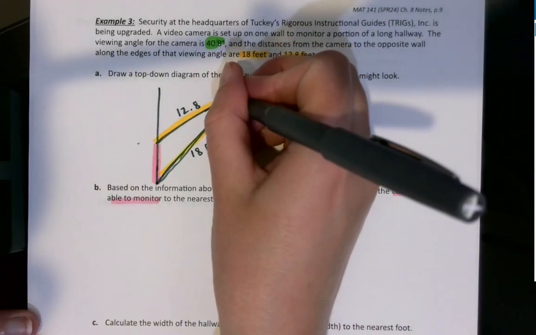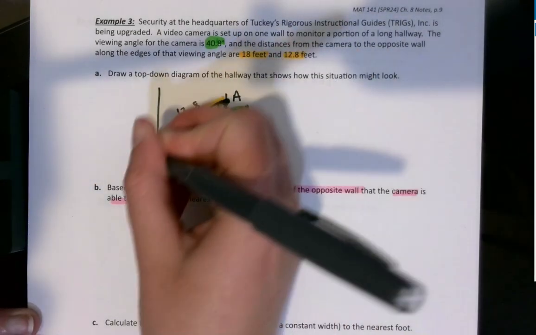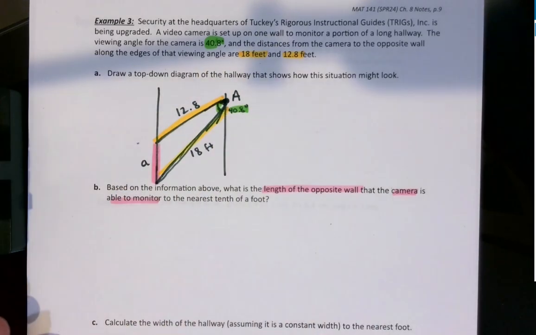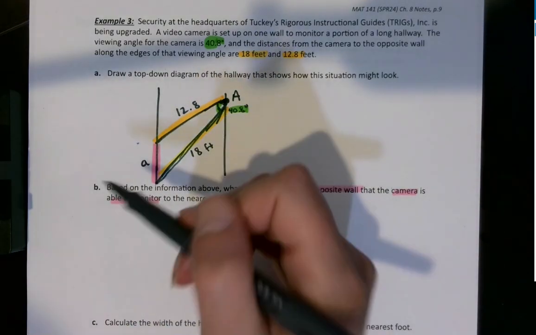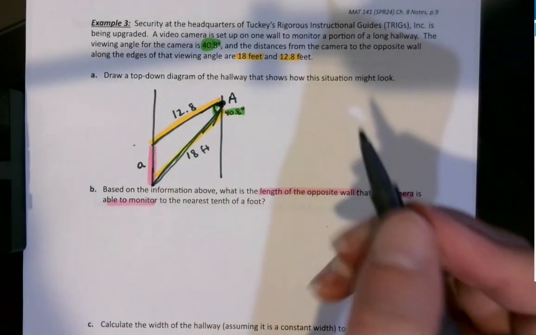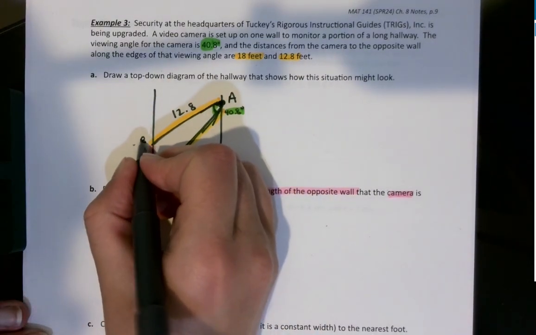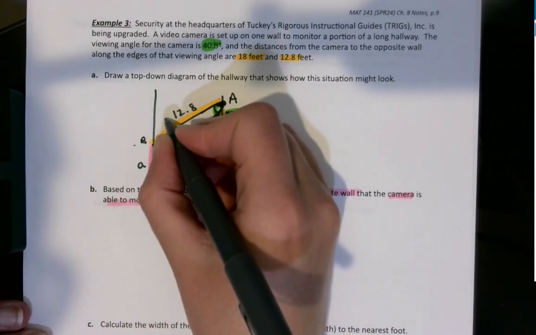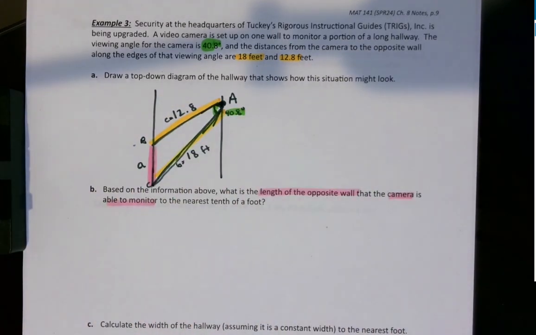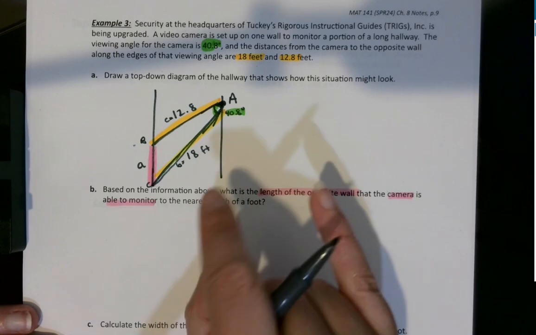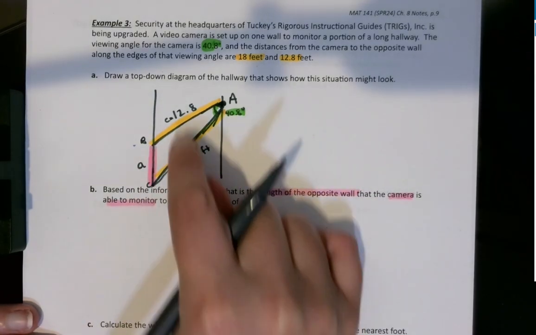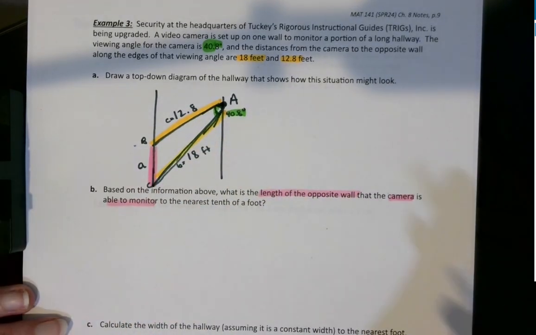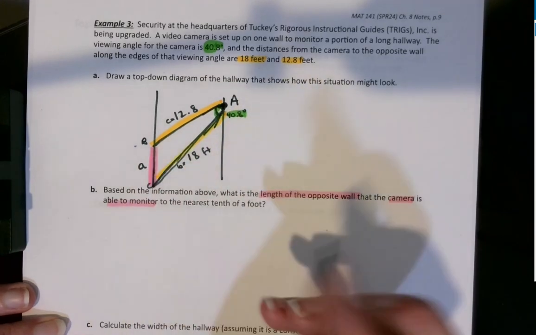Let me call this angle A, and therefore I can label this as side A across from it. And then these are going to be sides B and C. Let's go ahead and call this one little b, and this one little c. Since I don't have any pairings of angle to side, it's a law of cosines situation. And A is what we need to know.